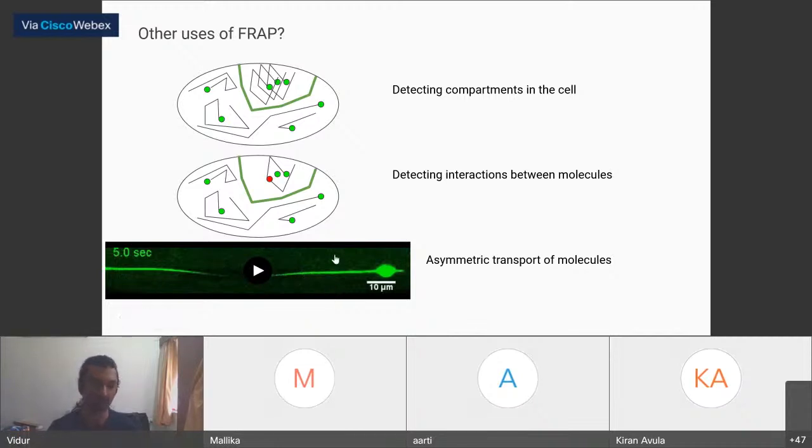This can also be done similarly in the cell. However, it becomes much more complicated because now you don't only have left and right, you also have up and down. And you have all combinations of up, left, bottom, right, top, right, and bottom, left. So just within a three-dimensional cell, assessing asymmetric transport then becomes very difficult.